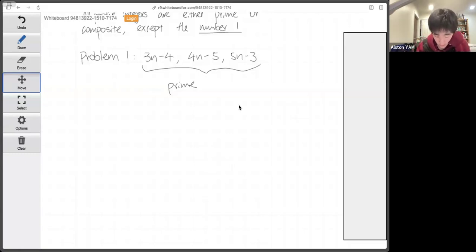So we have that n is a positive integer. So let's try subbing in 1 first then. If n is equal to 1, we have 3 times 1 minus 4, which is equal to negative 1. So that's kind of bad, right? That kind of busts the thing because negative 1 cannot be a prime number. So n is equal to 1 doesn't really work.